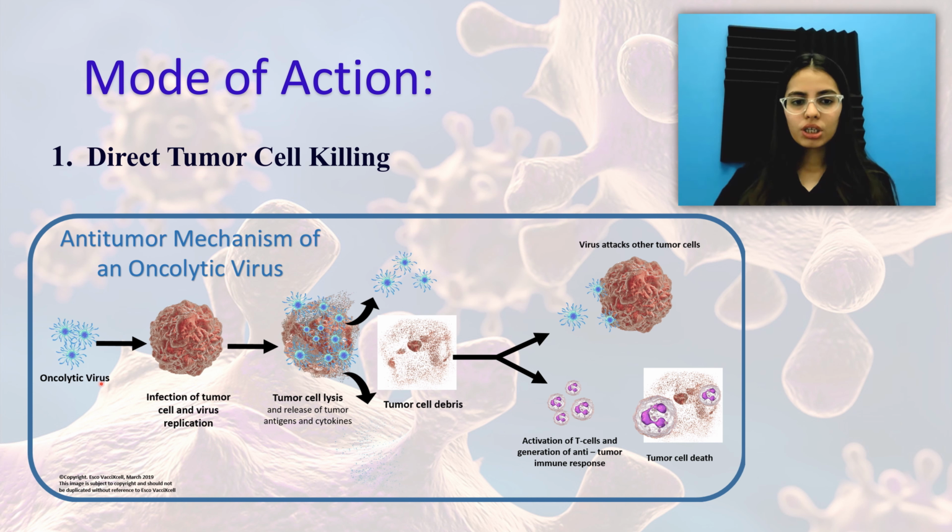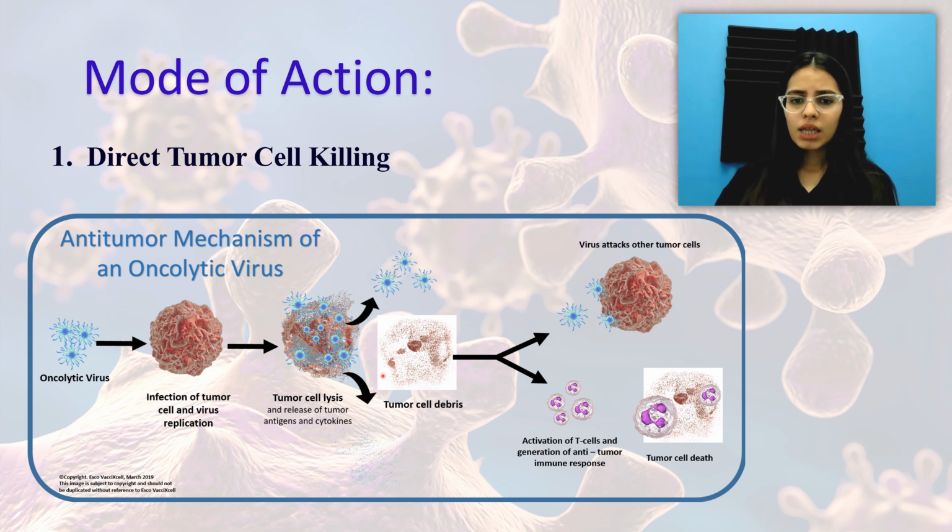First, they are injected into a tumor. They infect a tumor cell and hijack its machinery to make copies of itself. Once it makes copies of itself, it bursts open the tumor cell, causing tumor cell lysis. It causes a release of more oncolytic viruses and tumor cell debris. These oncolytic viruses further go on and attack other tumor cells, causing a chain of destruction.